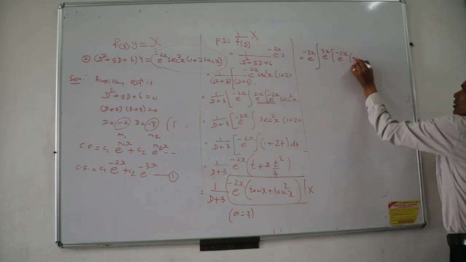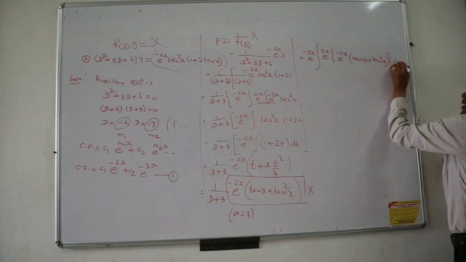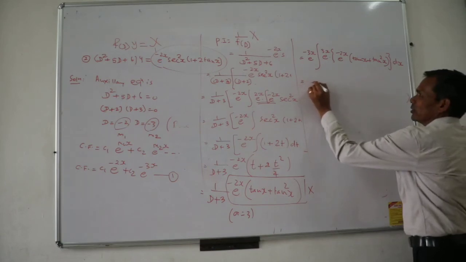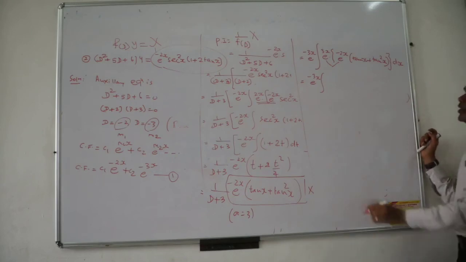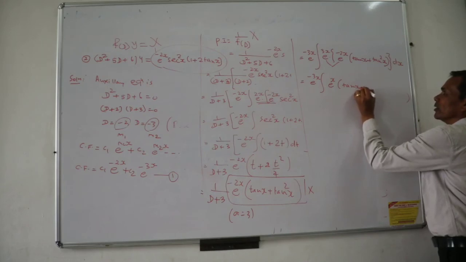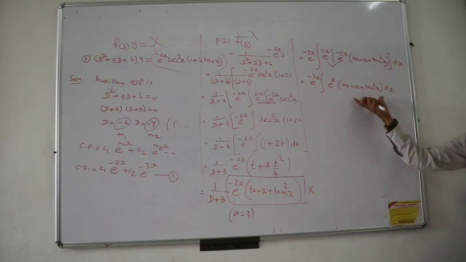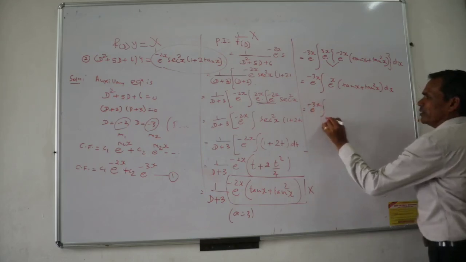tan x plus tan square x, and this is to be integrated with respect to x. So we simplify this. This is e raised to minus 3x. Now if I join together by laws of indices, it would be e to the power x into tan x plus tan square x into dx. Now I integrate this. So I simplify this to make it in a convenient form.